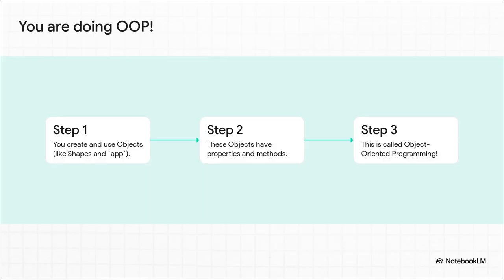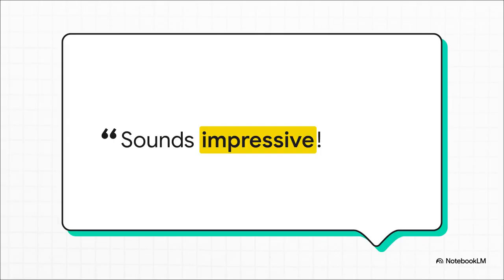Let's just break that down. Step 1. You're already creating and using objects, like all those shapes and even the app itself. Step 2. You now know that these objects have both properties and methods. So, what does that mean? It means, step 3, that you are already doing something called object-oriented programming. I know. Object-oriented programming. It sounds really impressive and maybe a little intimidating. But honestly, it's just a way of organizing code that you've already started to figure out on your own. All we did today was give it a name.